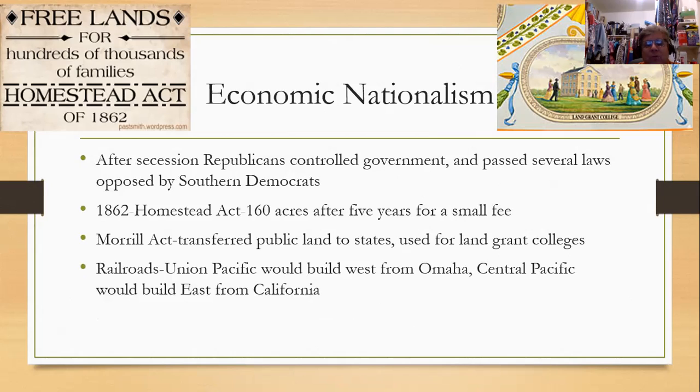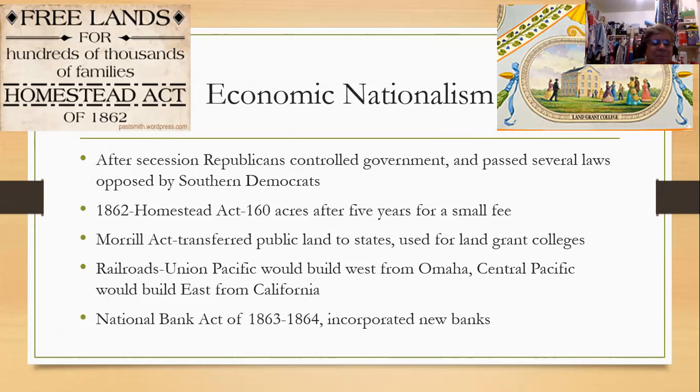Also, they began to build railroads. There had been a controversy and disagreement about where the railroad should be built. When the South secedes, the remaining states decide to build the railroad through Omaha, further north. The Union Pacific would build west from Omaha. The Central Pacific would build east from California.